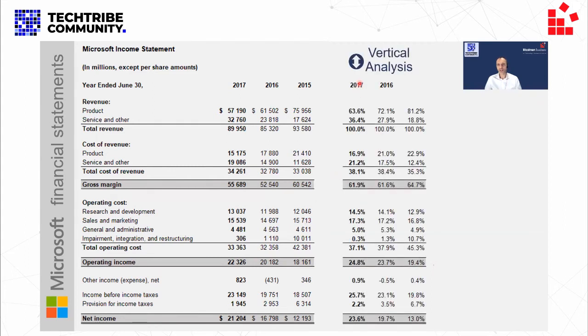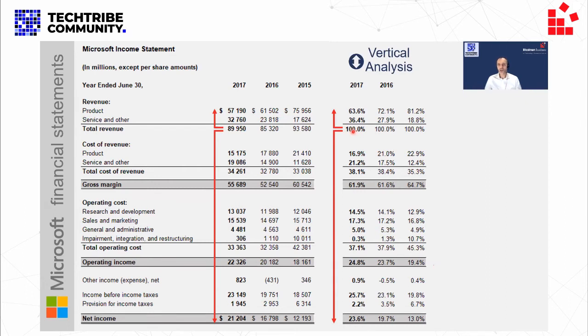So for vertical analysis, what we do is we calculate everything in the financial year, all the items in the income statement, as a percentage of the total revenue. So everything here as a percentage of the total revenue. So the total revenue is 100%, and everything else is a percentage of that. So that's what's called vertical analysis. We calculate every item in the income statement as a percentage of the revenue.